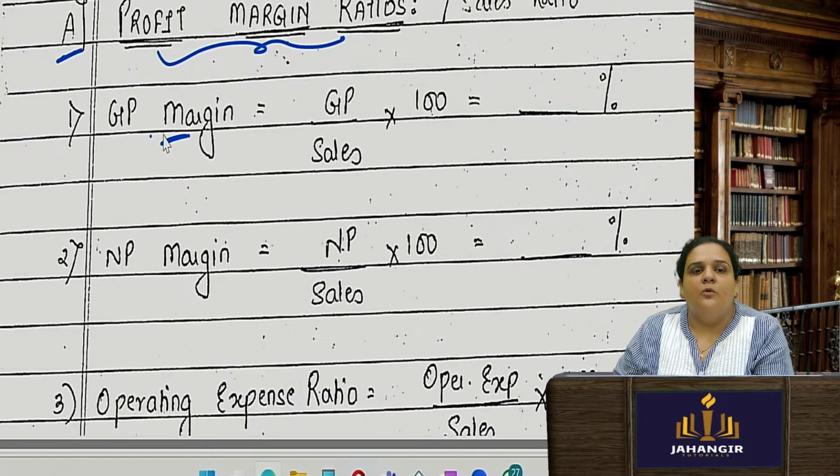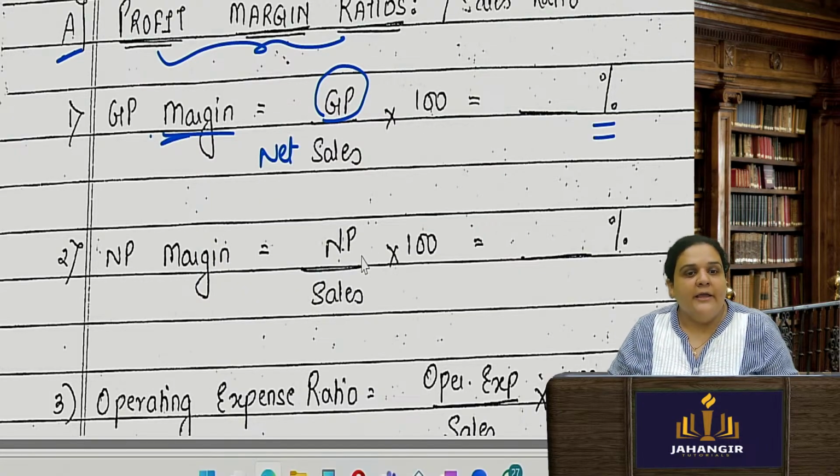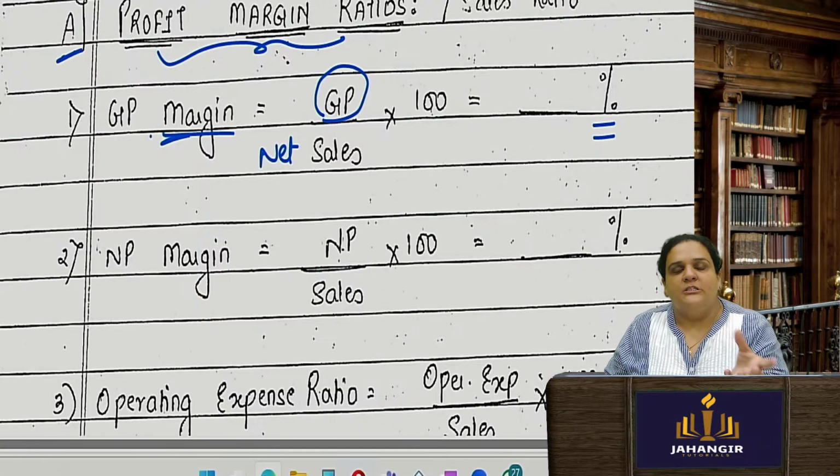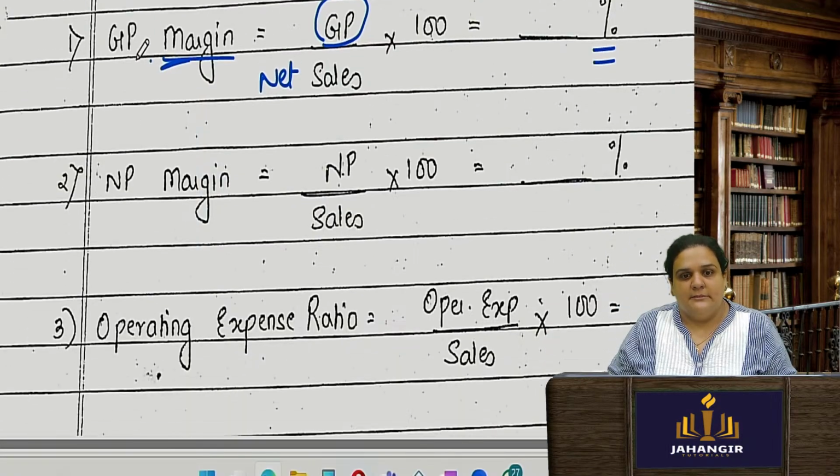Margin, we will always calculate the amount of gross profit we made upon the net sales or sales into 100. It is in the form of percentage. The higher the ratio, the better. That means you are making more profit against your sales. So your sales, your turnover can be 1000 crores, but if your gross profit is only 1 crore, that means you have a lot of expenses.